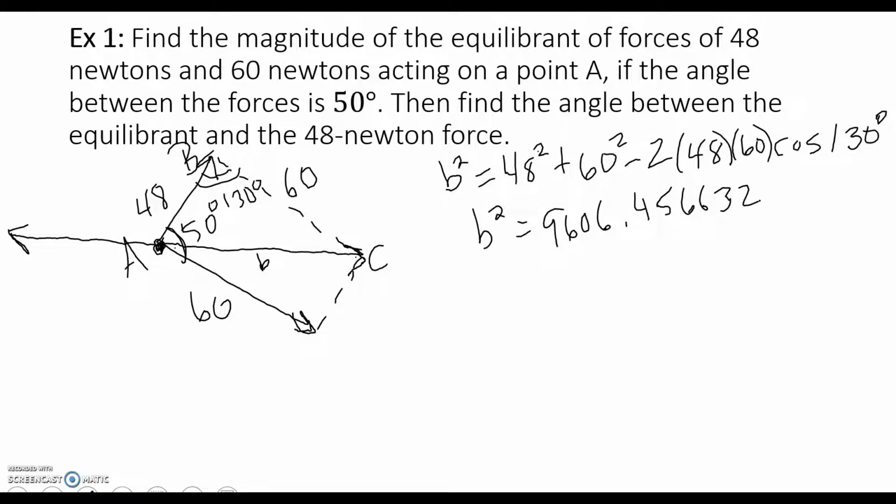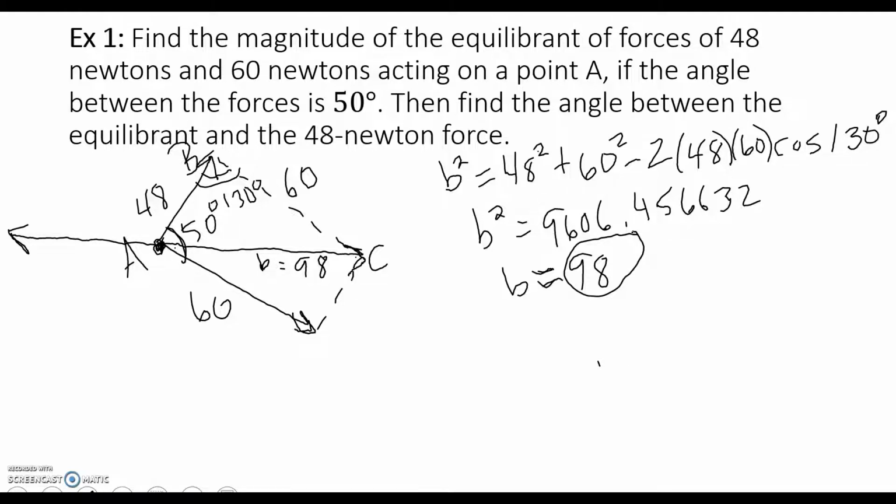If you take the square root of that answer, you get 98.1. So B ends up equaling, and if we round it to two significant digits, it'll be 98. So the magnitude of our resultant vector is 98. And the equilibrium and the resultant vector have the same magnitude. So the magnitude of the equilibrium would also be 98, because remember, they're exactly the same. They're just going in opposite directions.